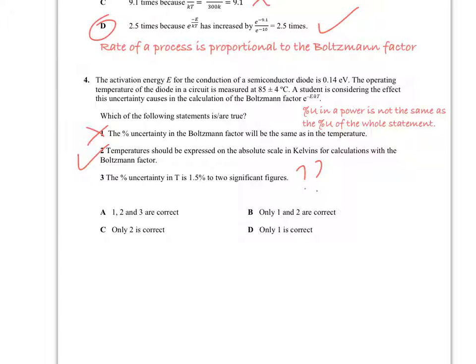So to do that, we need to get our temperature in Kelvin, obviously. So temperature is 273 plus 85, which is 358 kelvin. 4 divided by 358, it's plus or minus 4 Kelvin, times 100 is 1.1%. So again, 3 is definitely not true. So in that case, only 2 is correct. We're going to accept answer C.